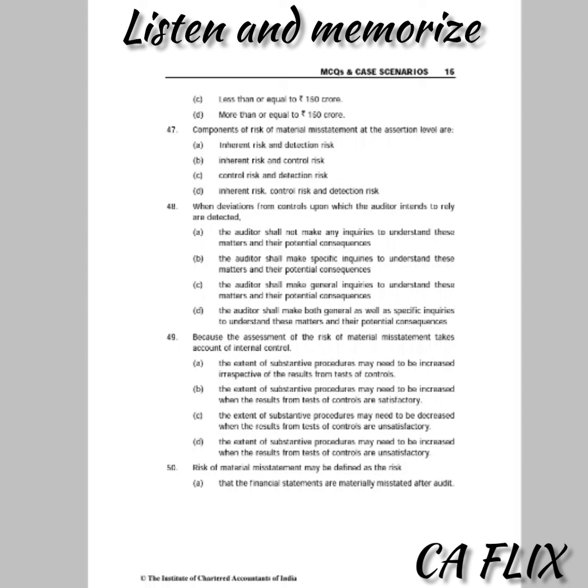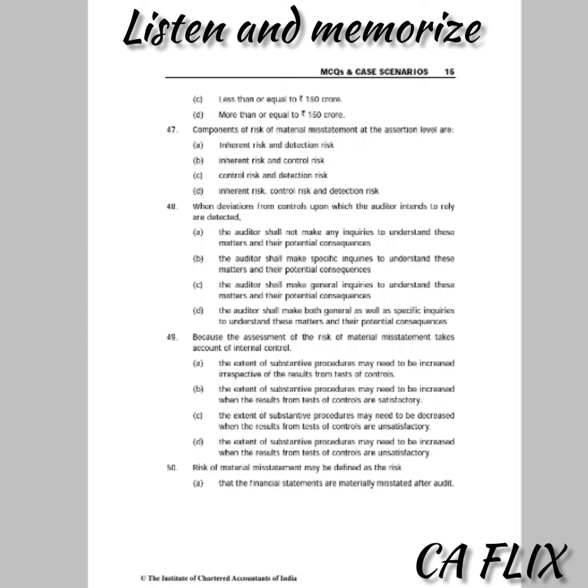Question 49. Because the assessment of the risk of material misstatement takes account of internal control: option A, the extent of substantive procedures may need to increase irrespective of the result from tests of control. Option B, the extent of substantive procedures may need to increase when the result from tests of control is satisfactory. Option C, the extent of substantive procedures may need to decrease when the results from tests of control are unsatisfactory. Option D, the extent of substantive procedures may need to increase when the results from tests of control are unsatisfactory.